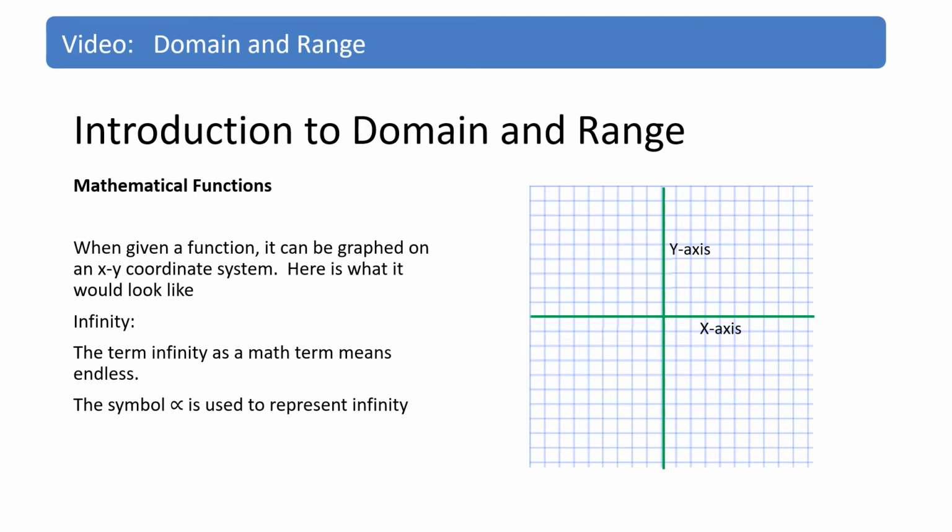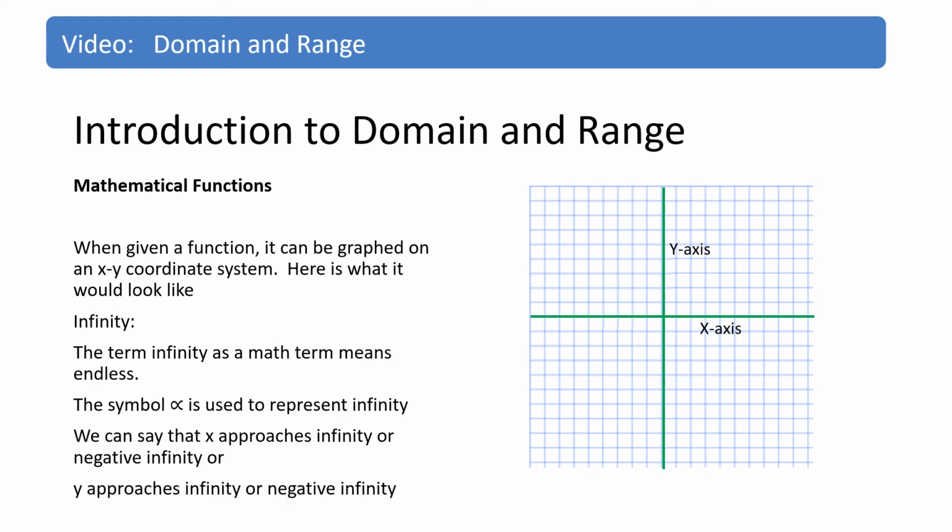The symbol ∞ is used to represent infinity. We can say that x approaches infinity or negative infinity, or y approaches infinity or negative infinity. Positive infinity for x, negative infinity for x. Positive infinity for y, negative infinity for y.